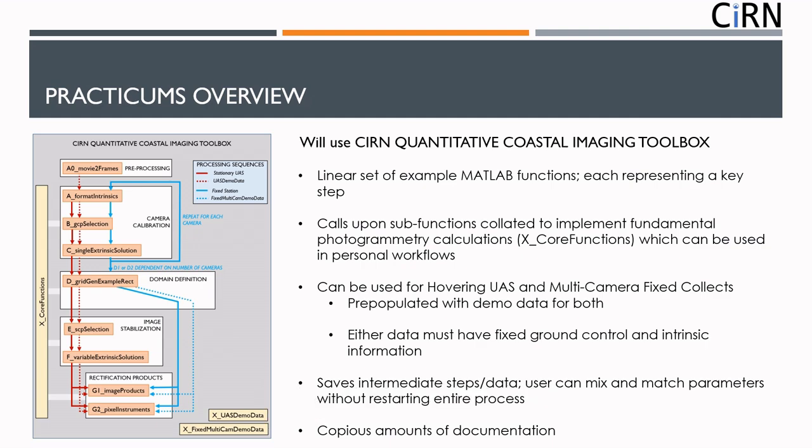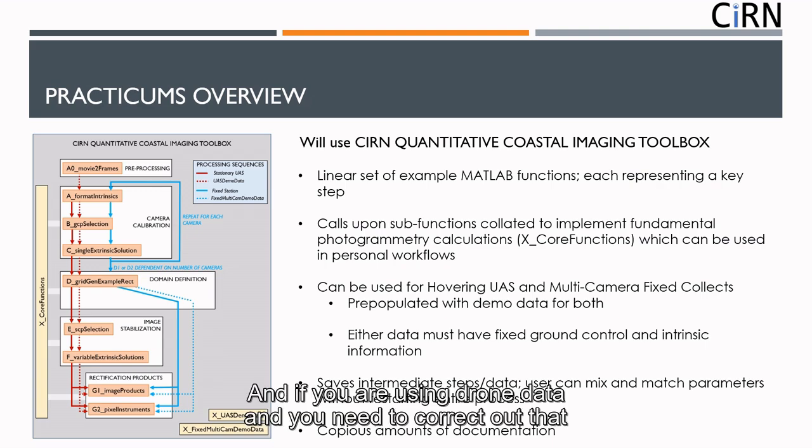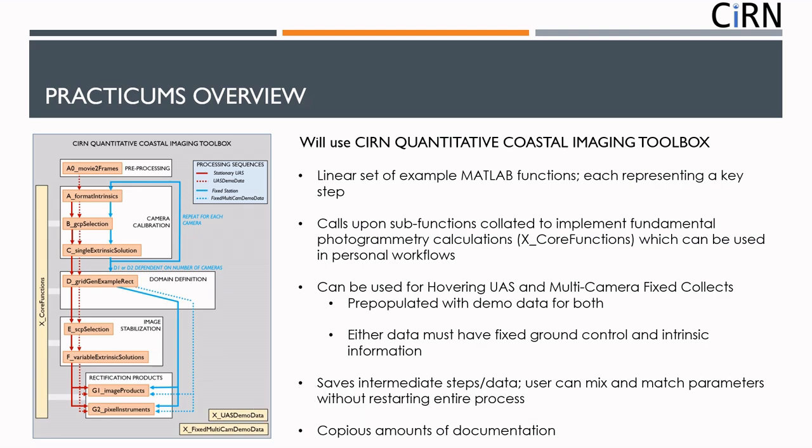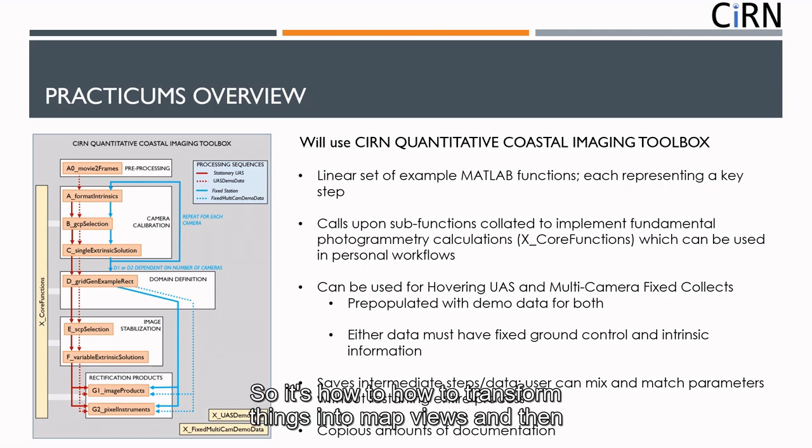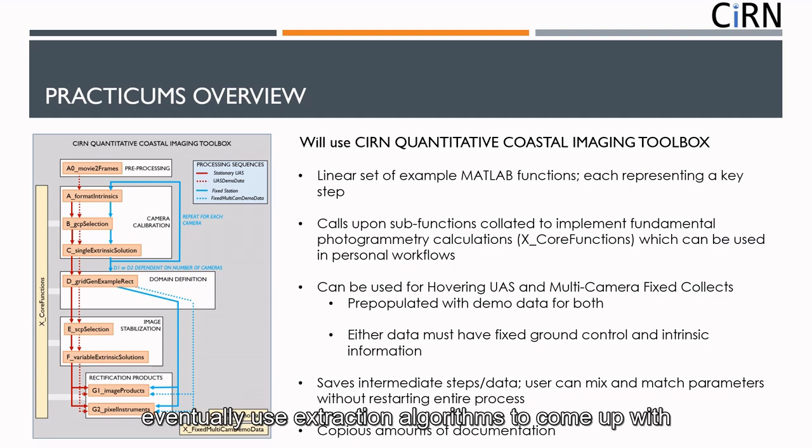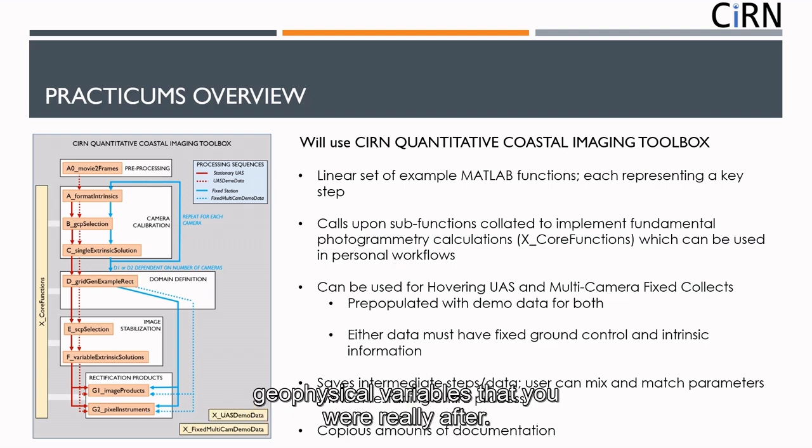The fourth box is specific to drones, which approximately point in a constant direction, but actually move a little bit. And if you are using drone data and you need to correct out that slight motion to make it look like a fixed camera on a tower, then these will be the tools that you will use for that. And then the final box is called rectification product. So it's how to transform things into map views, and then eventually use extraction algorithms to come up with geophysical variables that you were really after.